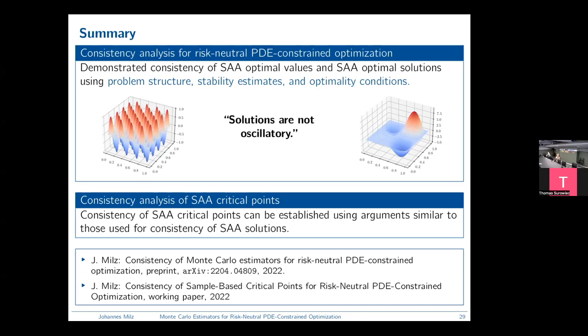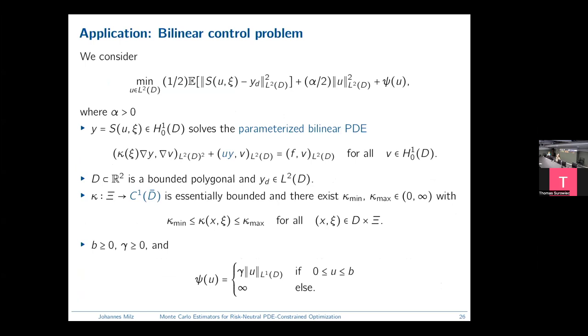Could you maybe go back to the bilinear part? Because that was a little bit too fast for me. Okay. To the problem formulation. Yeah. So, do you really get the compactness that you need in this problem into the right spaces? Like, I didn't see. Okay.